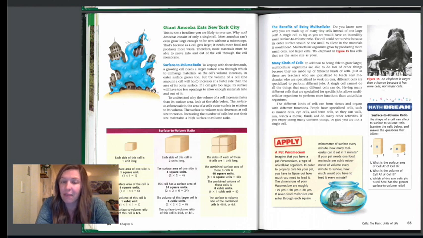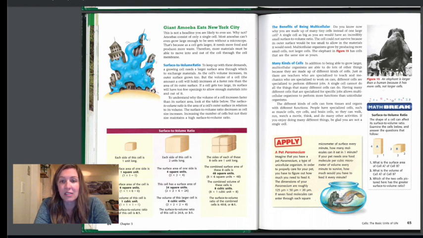Page 65, the benefits of being multicellular. Do you know now why you're made up of many tiny cells instead of one large cell? A single cell as big as you are would have an incredibly small surface-to-volume ratio. The cell could not survive because its outer surface would be too small to allow the materials it would need. Multicellular organisms grow by producing more small cells, not larger cells. The elephant, in figure 15, has cells that are the same size as yours.